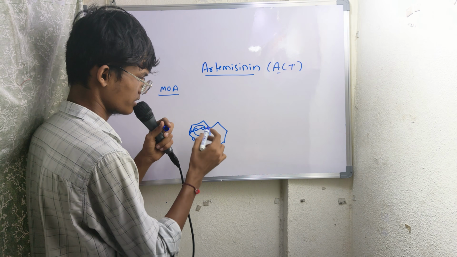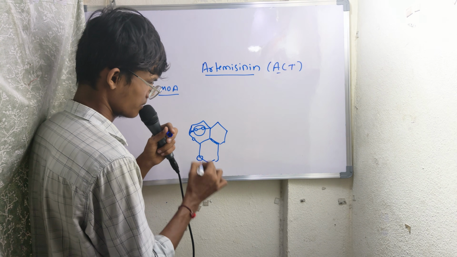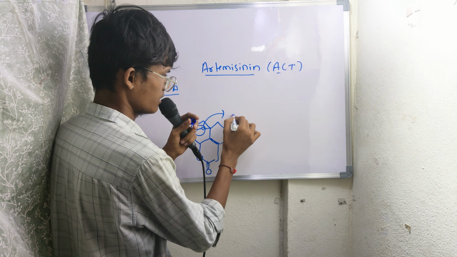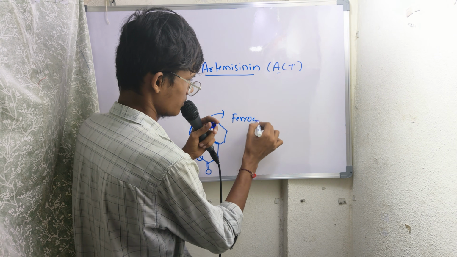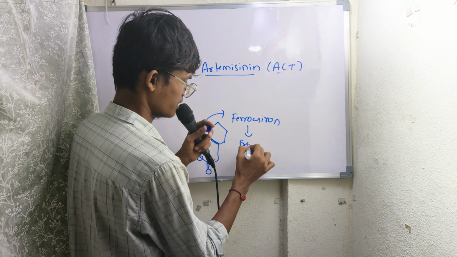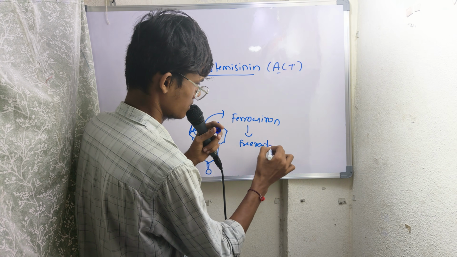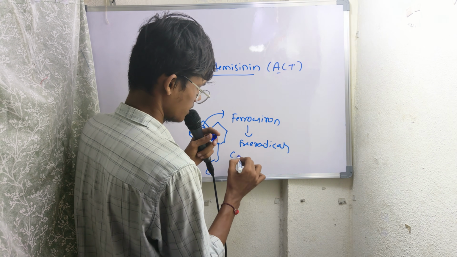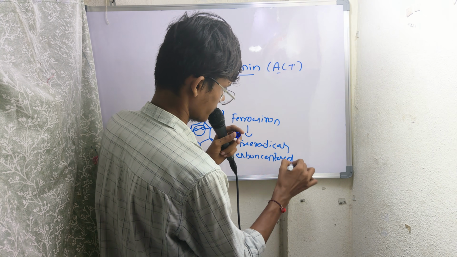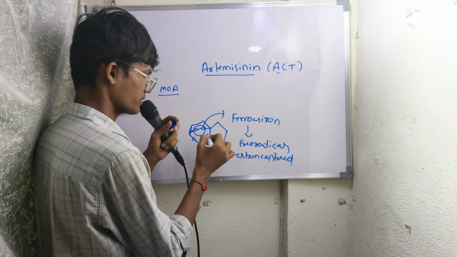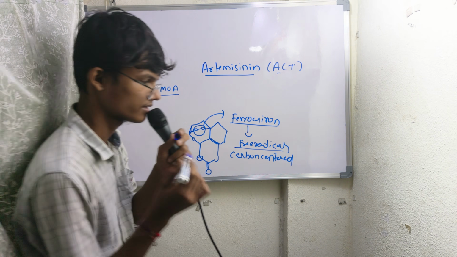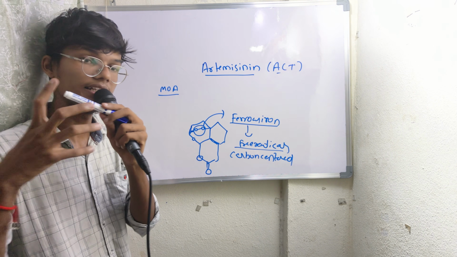This is the endoperoxide bridge. Whenever this endoperoxide bridge is encountered with the ferrous form of iron, it forms free radicals, carbon centered and highly effective.